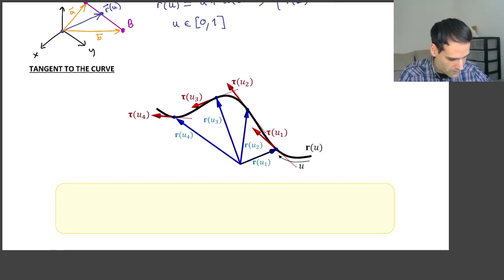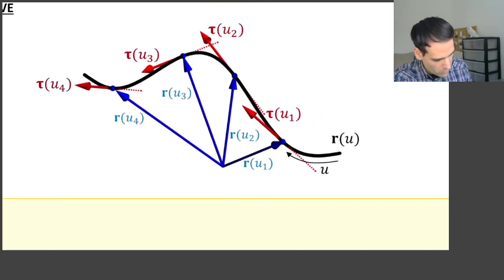So here I'm showing a parametric curve, which is this black curve here. And you can see that vector r, which is the blue vector, points from the origin, which is here, to each point in the line as we change the parameter u. So you can see that the parameter u changes in this direction. So when u equals 0, maybe we are here. When u equals u1, we are here. When u equals u2, we are here. When u equals u3, we are here, and so on, right?